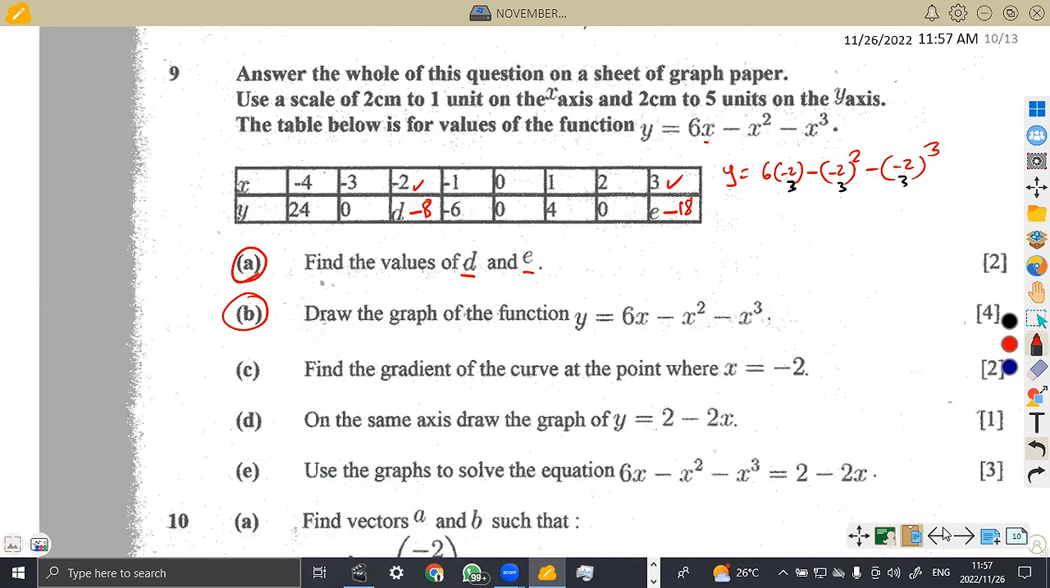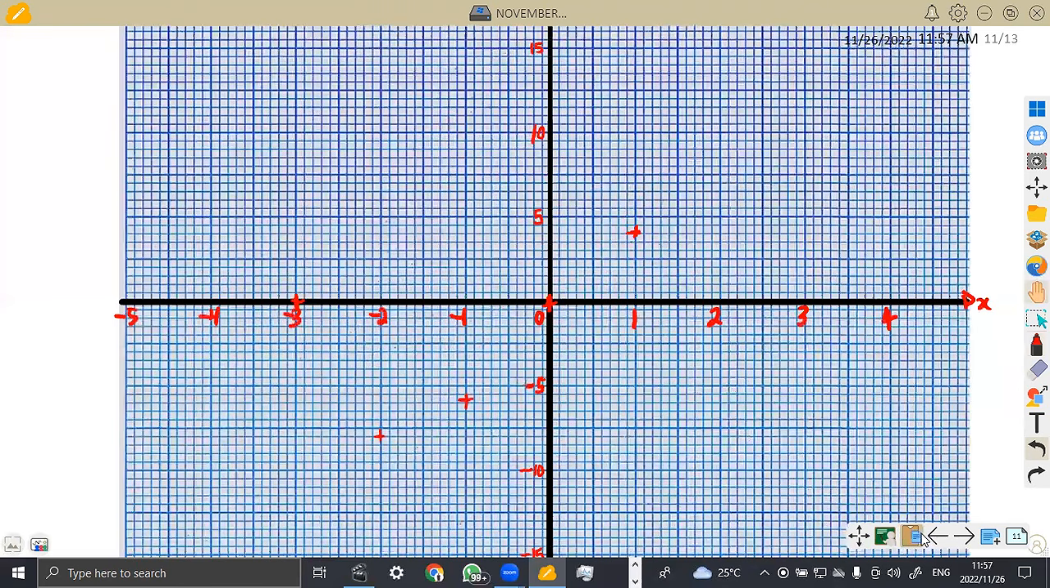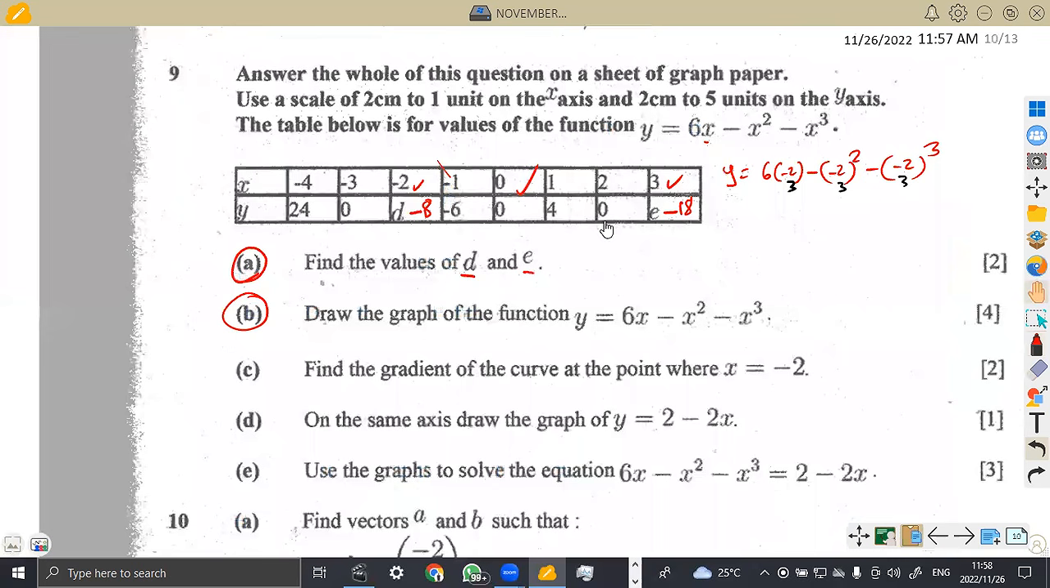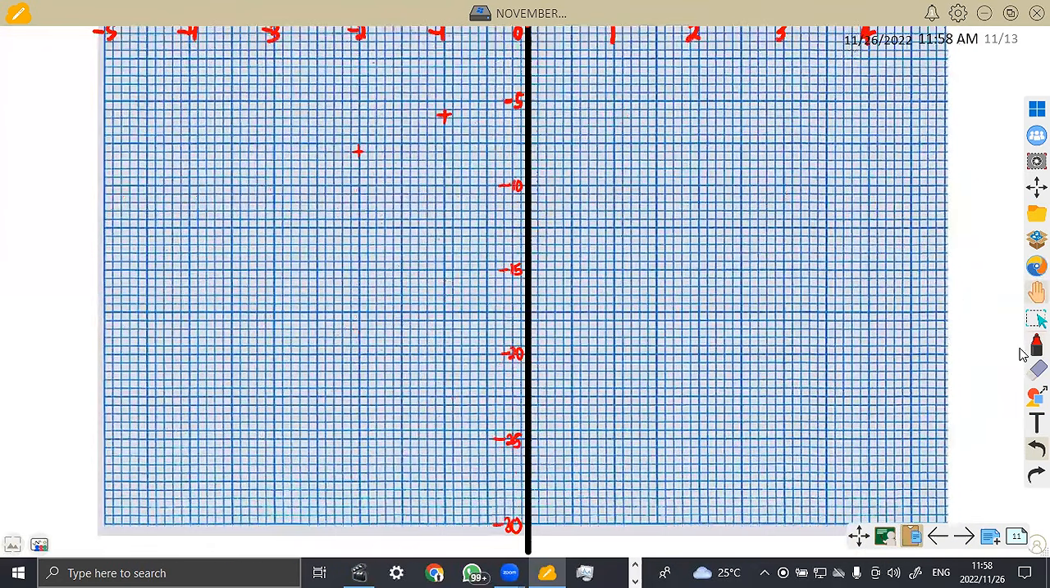Then we move on to 0. That's 0 versus 0, a 0 and a 0 there, then 1, 4. So this is 0, 0 here, then 1, 4, somewhere there, 2 boxes below 5. All right, then let's check the other points. This one is indicated 2, 0, and 3, -18. So it's 2, 0 here, and 3, -18, which is down there.